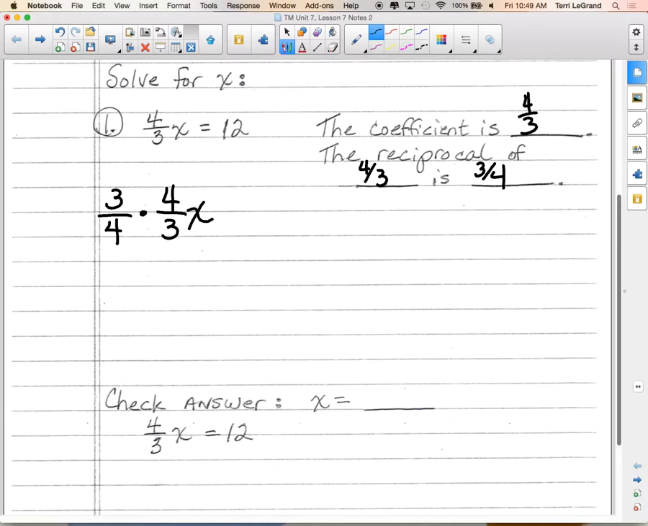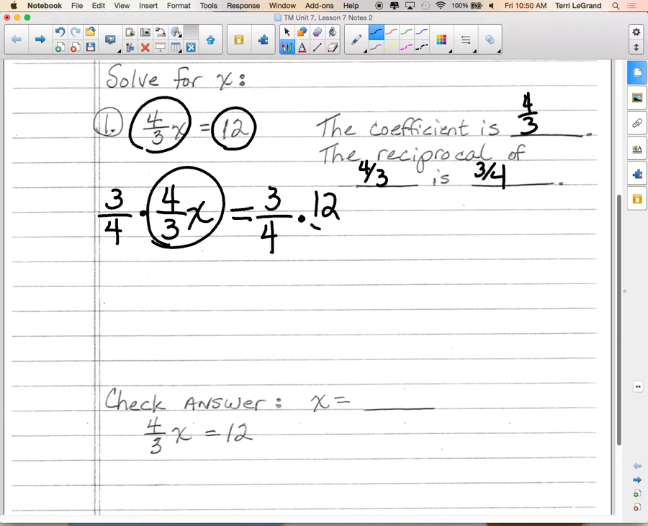So notice what I did. This matches this. I'm just introducing multiplying it times 3/4. But if I do that on that side, guess what? I have to do it on the other side. That 12 is also going to get multiplied times 3/4. So 3/4 times the 12.